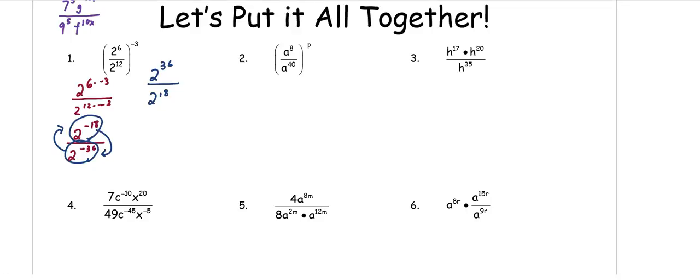These are both the same base. They're both 2's, so I'm going to subtract. 36 is my larger exponent. So in the numerator, 2 to the 36 minus 18, which becomes, when I subtract, 2 to the 18th.